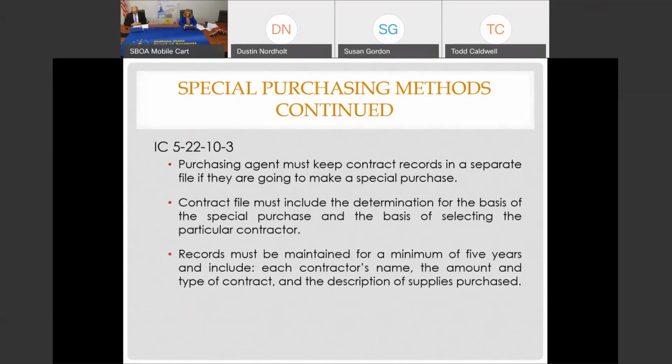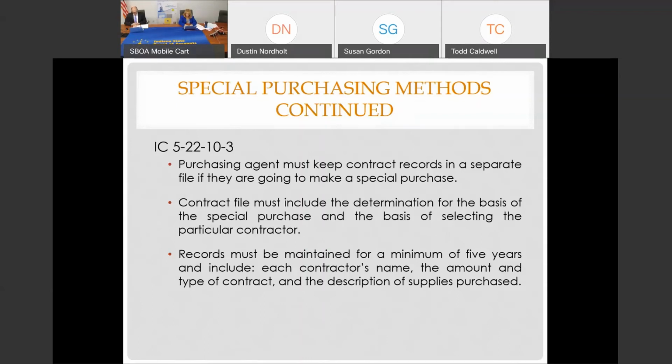If you use a special purchasing method, you'll want to be aware of 5-22-10-3, which provides for what the documentation is that you need to have. It says the purchasing agent will need to keep contract records in separate files. The contract file must include the determination for the basis of the special purchase and the basis for the contractor that's selected. So this could include, and we probably recommend it include, the written opinion of your attorney as to why a particular special purchasing method applied, and why you went that way.